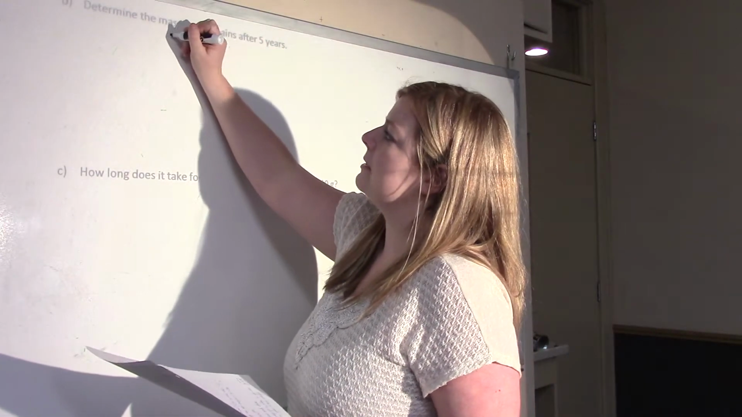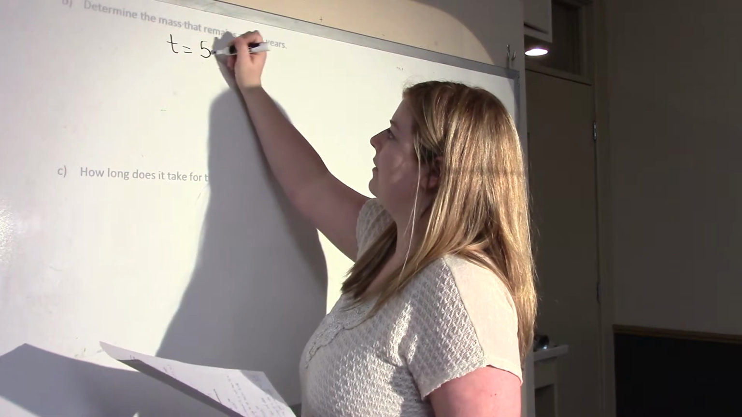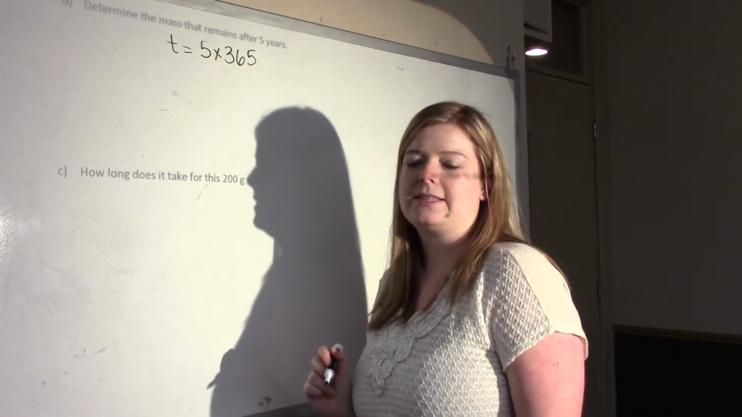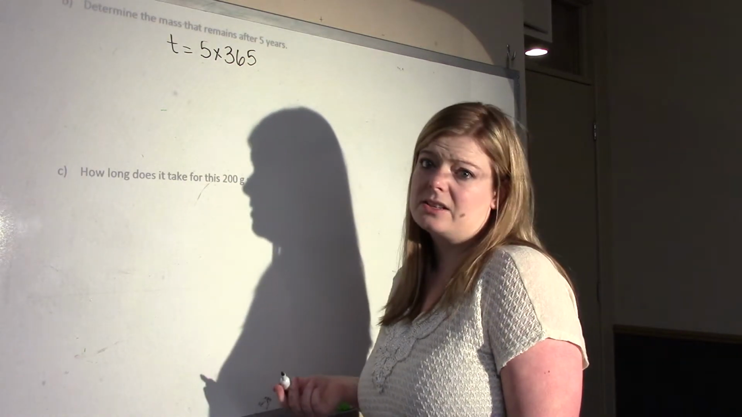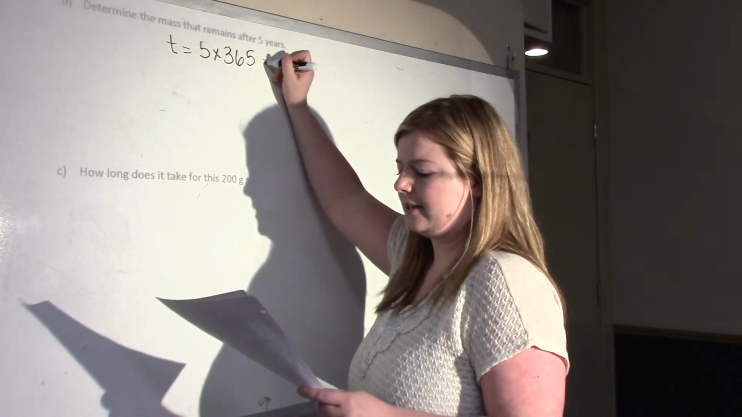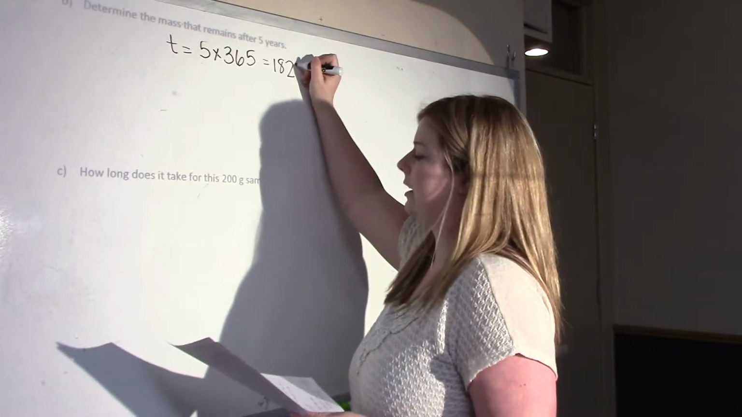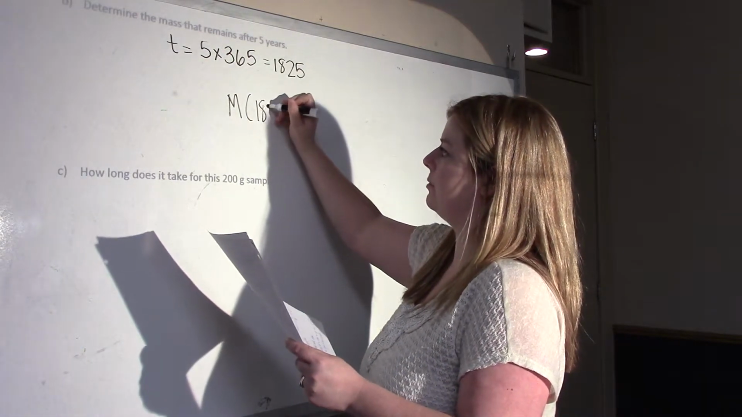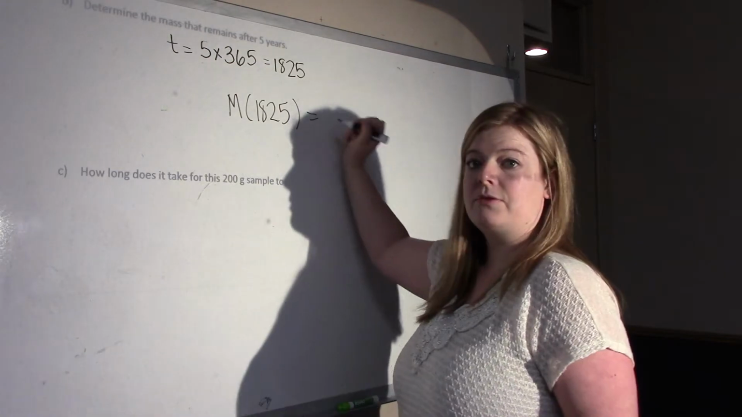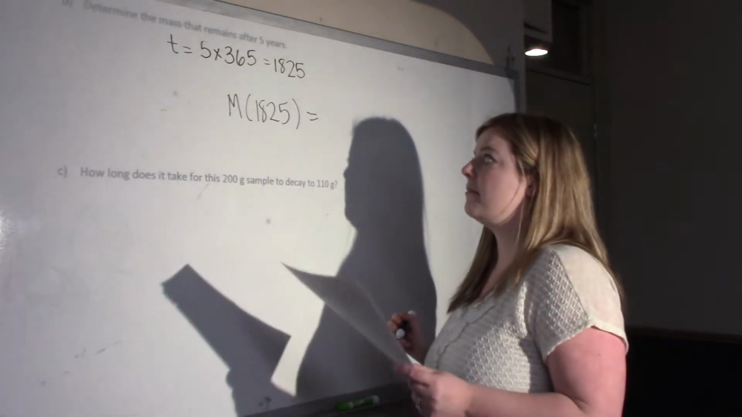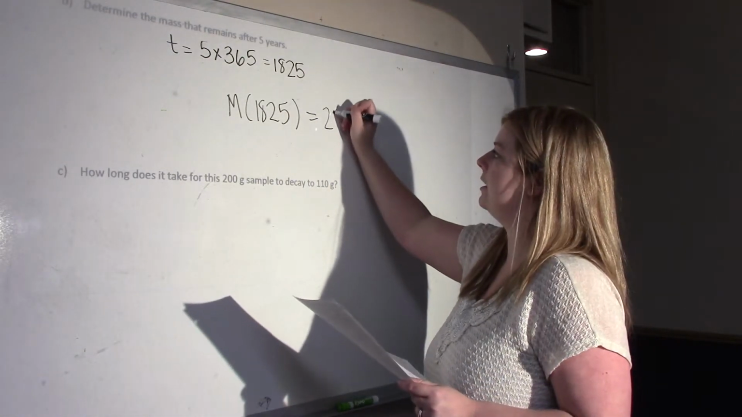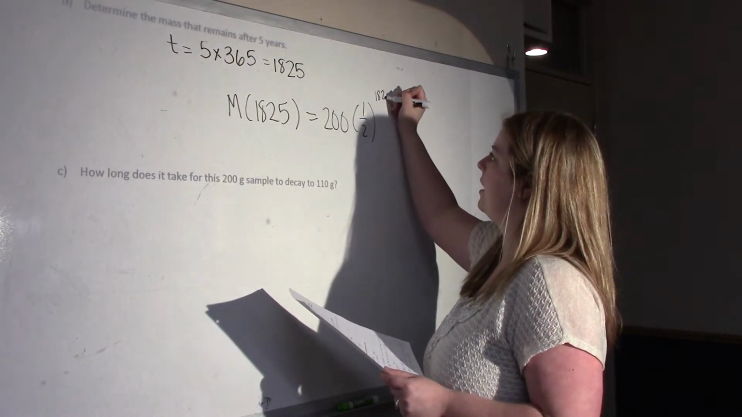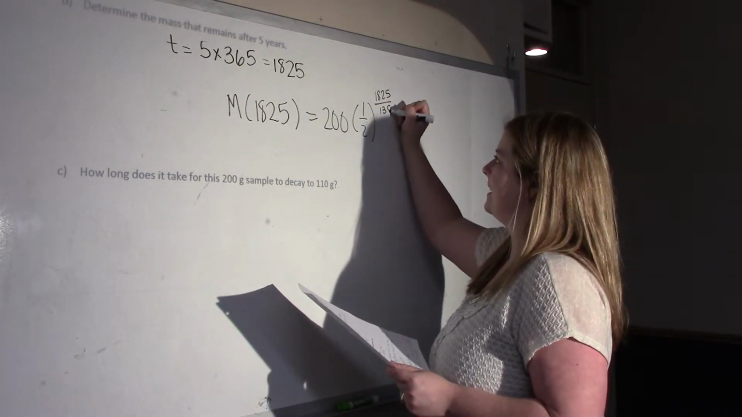Well, we have T has to be in number of days, so we have to take 5 years times 365. Okay, so we're just assuming 365 days in a year, so we're not doing leap years. So that gives us 1,825 days. So we just need to find M at 1825. Okay, make sure you're using the function notation. And now you just sub in 1825. So 200 times 1/2 to the power 1825 over 138.